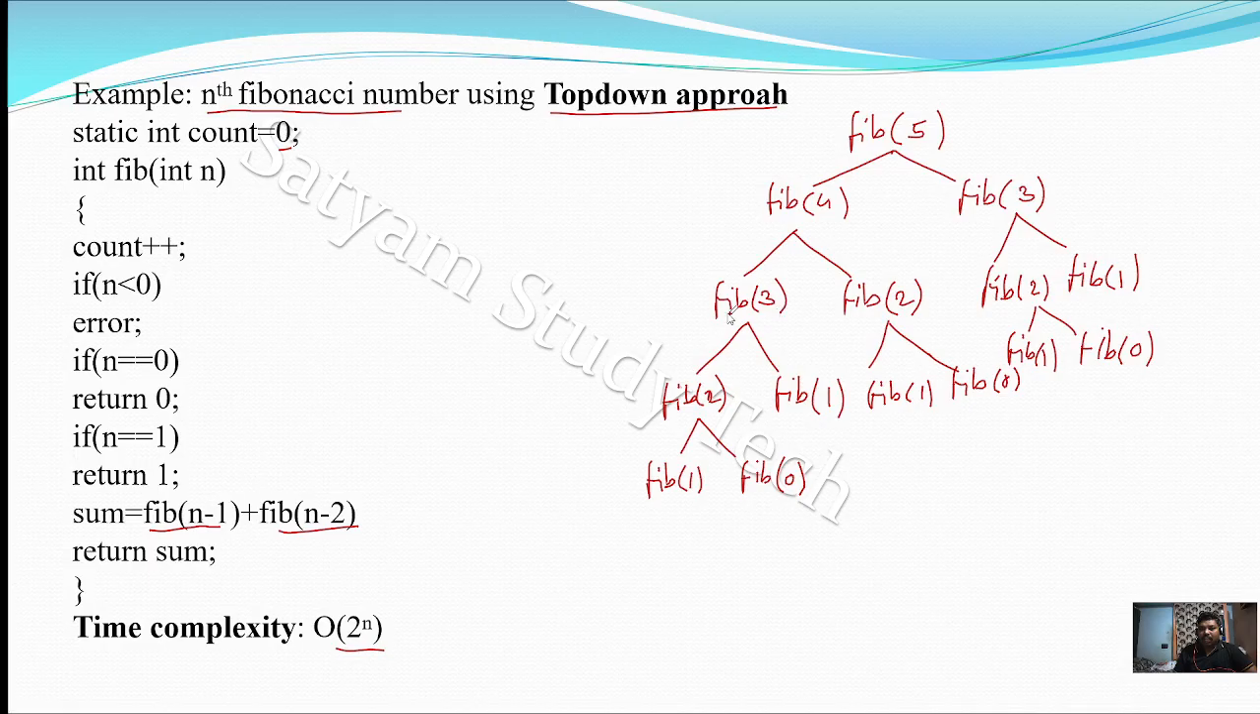Here you can calculate fib of 3, and here also fib of 3. So all these things are calculated more than once. Those subproblems are calculated more than once. That is the drawback. So how can we rectify this problem?